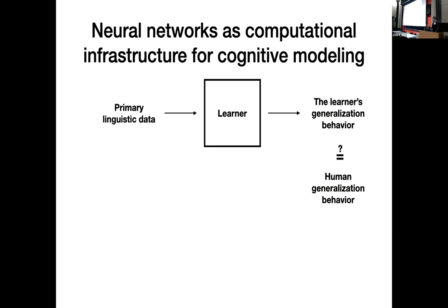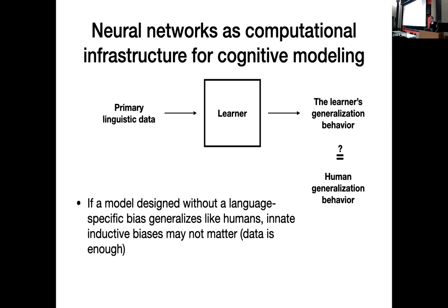It's very simple. This diagram doesn't say anything. We have a computational learner in the middle, and we give it the data that a child is expected to be exposed to. Then we examine the learner's generalization behavior, and we compare that to human generalization behavior. To the extent that those are similar, we can conclude that the computational learner learned the same thing as children do.